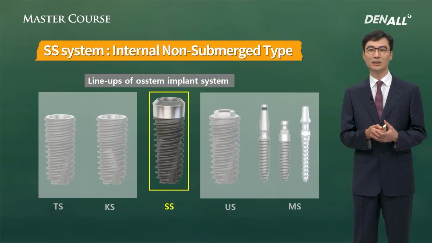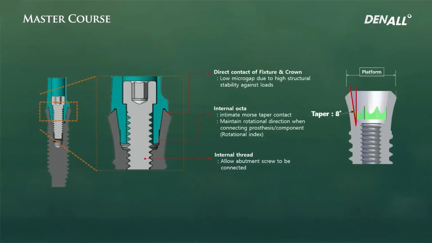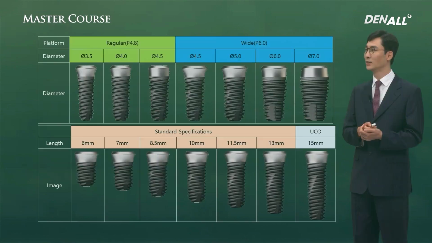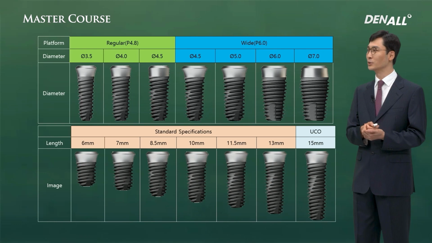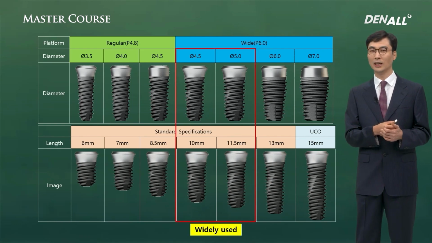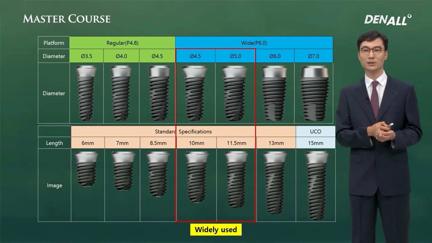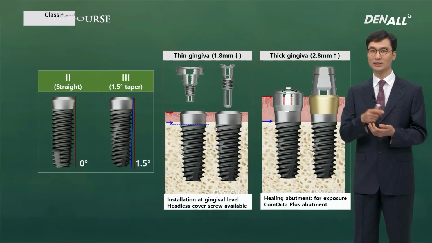SS system, we looked at cases of non-submerged type. This is an internal type, but it has beveled top portion, a little bit different from TS or KS, even though it is an internal type. Structurally, it is stable, so loosening or implant fracture or abutment fracture, compared to TS or KS, it is better. These are the available diameters and length. 4.5, 5.0 diameter, 10 or 11.5 millimeter long implants are used widely.